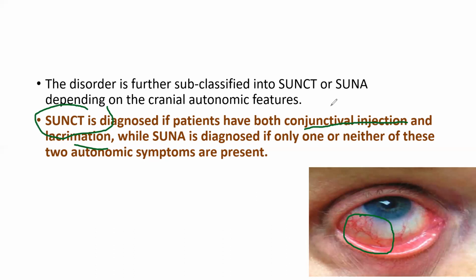If the patient has a typical headache that is strictly unilateral, lasting approximately 20 seconds, with 18 to 20 episodes per hour, with no feature of conjunctival injection or lacrimation, or only one of them, we can say this is short-lasting unilateral neuralgiform headache with autonomic symptoms. This is SUNA, not SUNCT. So this is a very important thing we should remember.